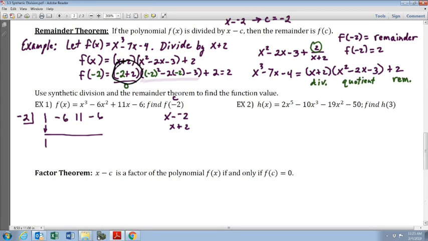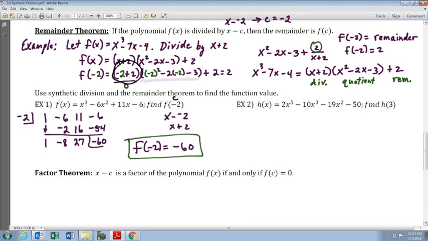Alright, so let's put our coefficients in there and do synthetic division. So we'll drop our 1, and then we'll do our multiply add here. So we're going to multiply 1 and negative 2 to get negative 2. When we add here, we get negative 8. Negative 2 times negative 8 is 16, and when we add, we get 27. Multiply negative 2 times 27, you get negative 54, and when we add, we get negative 60. And so f of negative 2, by the remainder theorem, is equal to negative 60. So I would encourage you to try example 2 and see if you can do the same thing I just did here, or you can just watch the video.